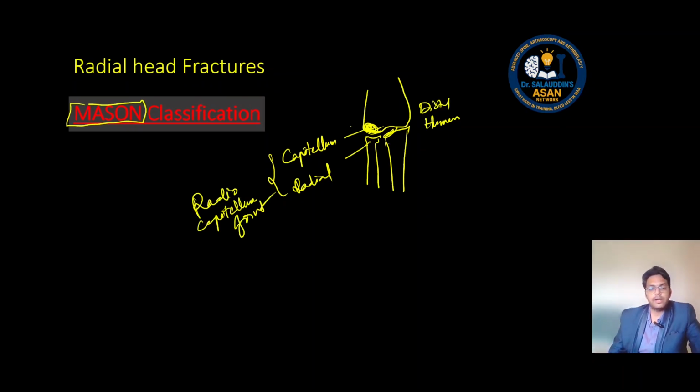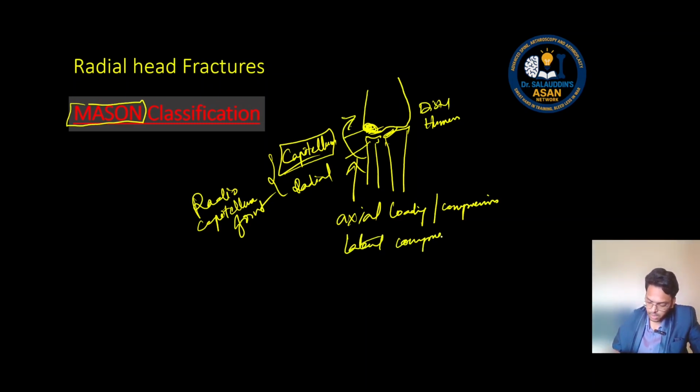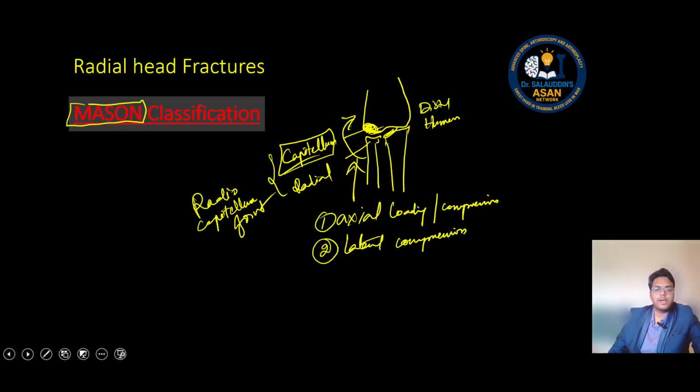So how does the radial head get fractured? It has to get impacted with the capitulum in axial loading or axial compression. One is axial compression, it has to get fractured. The other is lateral compression of the radial head on the capitulum. These are the two mechanisms where the radial head can get fractured. So according to this, we'll classify the radial head fractures.